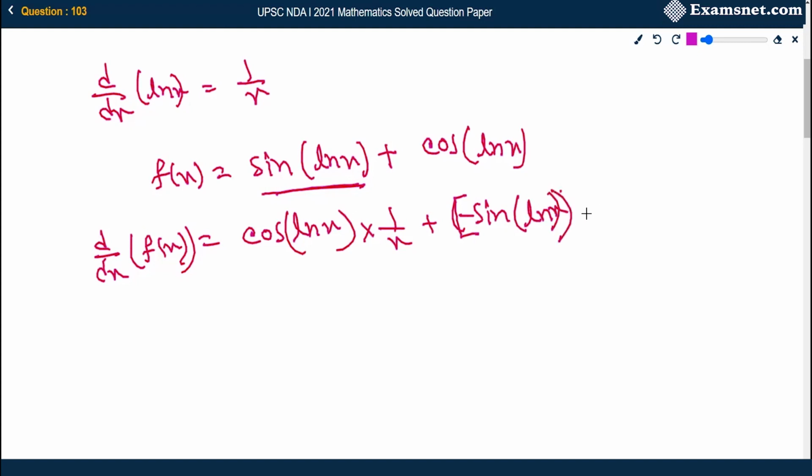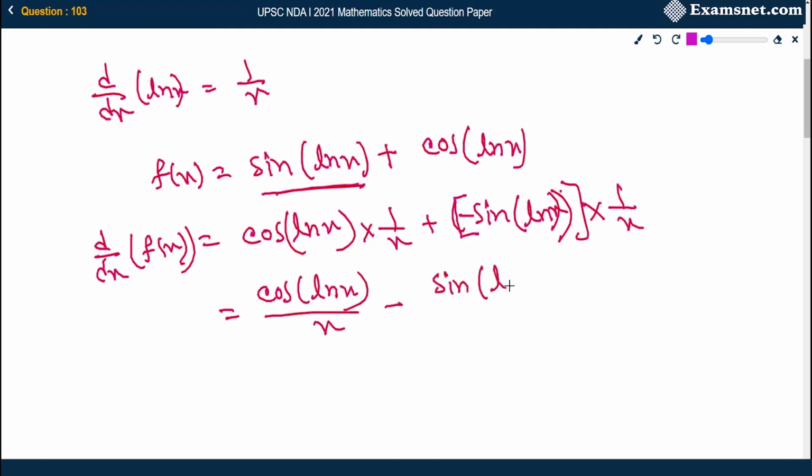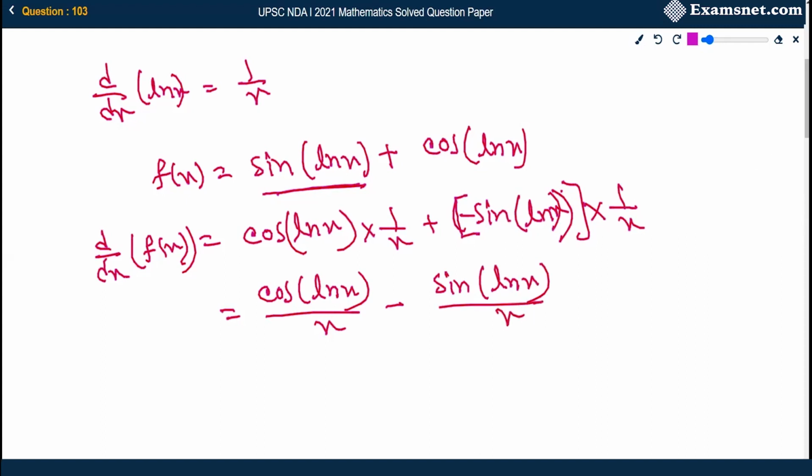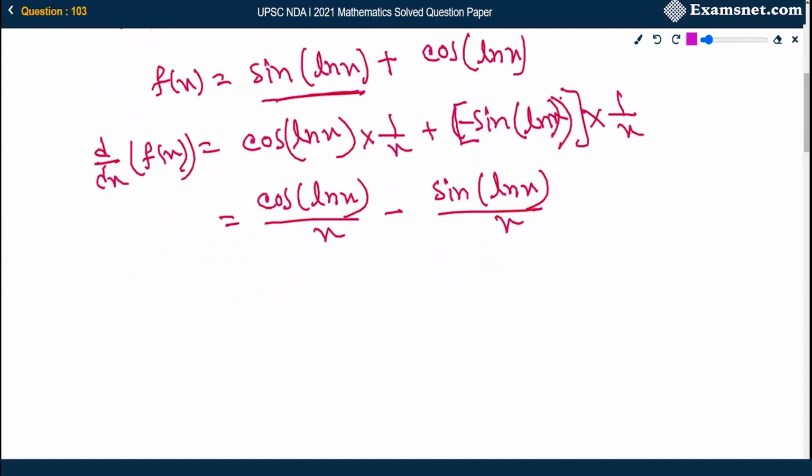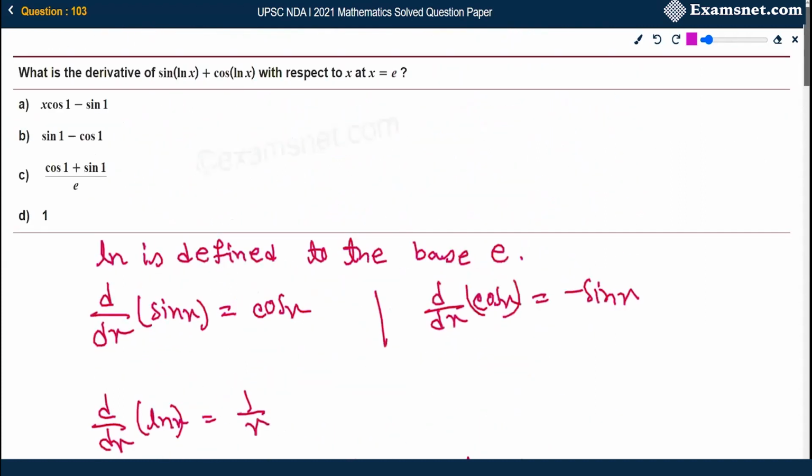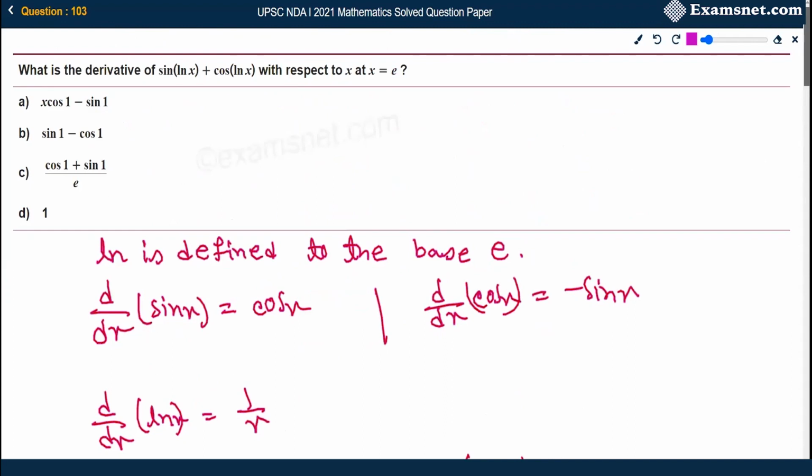Minus of sine ln x. Okay. Next, multiplied by, look at ln x. If we differentiate ln x, we will get 1 by x. So it becomes cos ln x by x minus sine ln x by x. Okay. So yes, next, f dash x. Now we have to find the value of this derivative at x equals e.